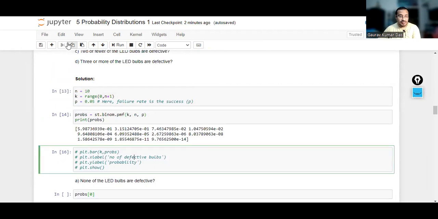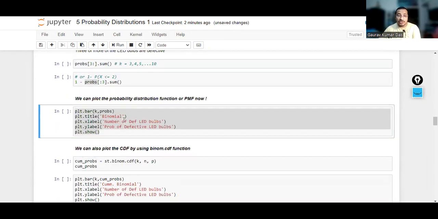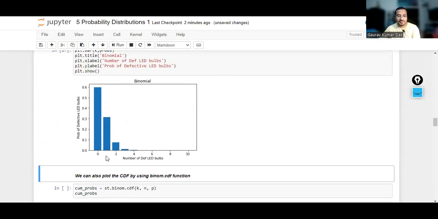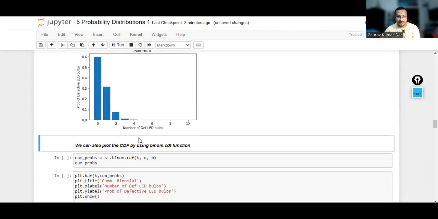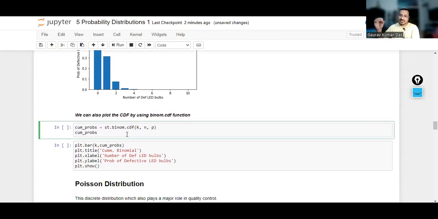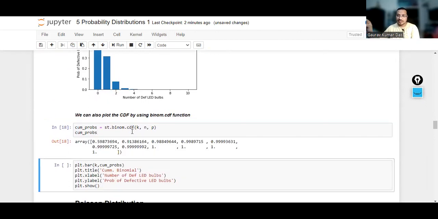I'll just remove it from here because I'm already plotting it below. If I want to plot the distribution function on a PMF, I can simply do this. Number of defective bulbs. You can also plot a CDF. CDF also requires the same parameters K and P. Just that instead of PMF, this will become CDF, cumulative distribution function.